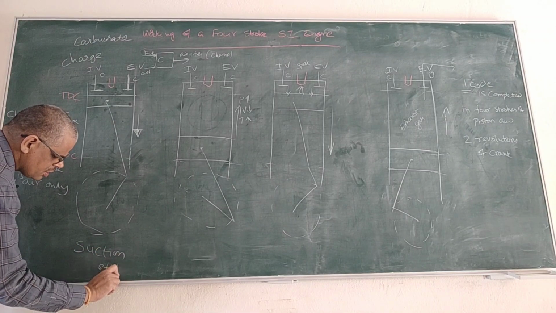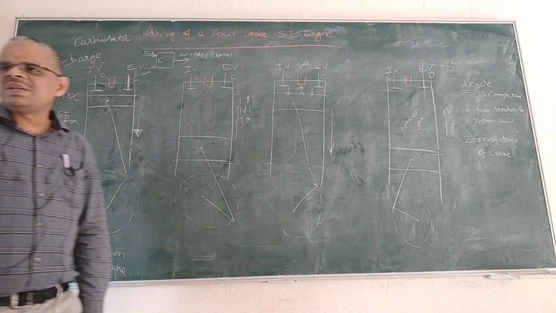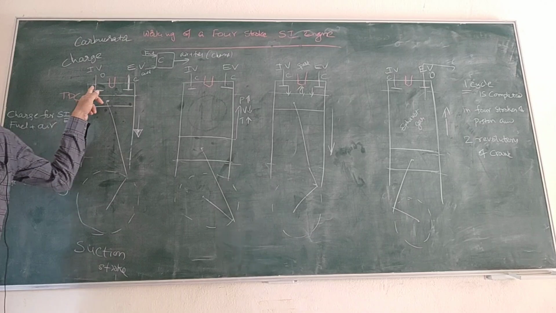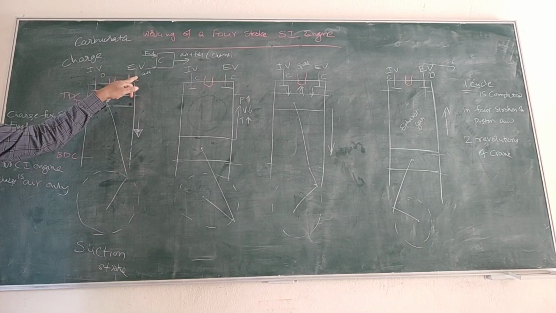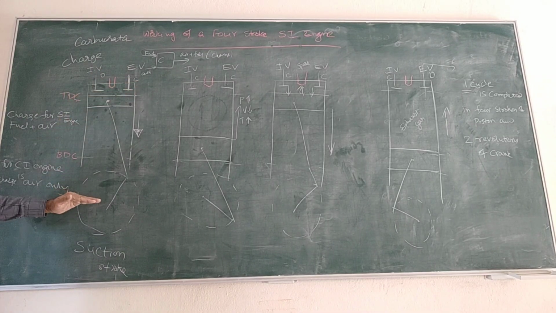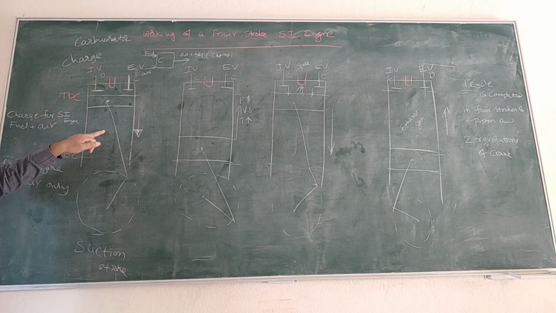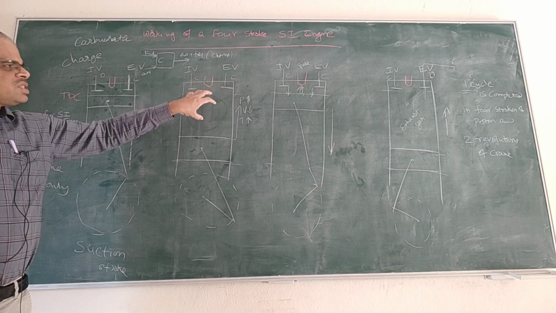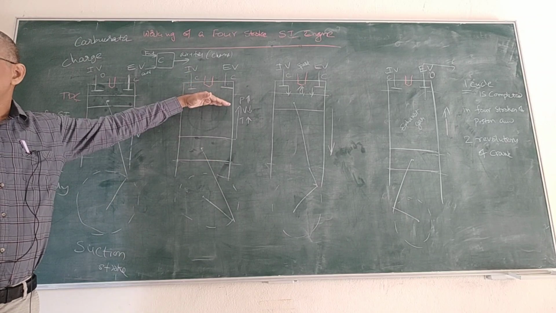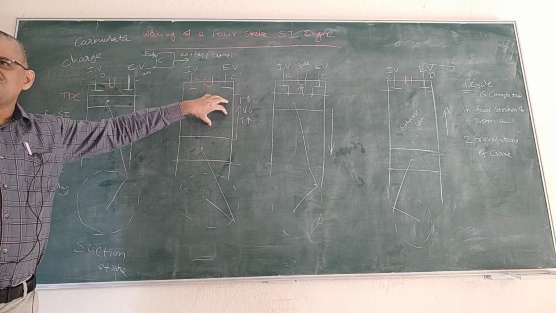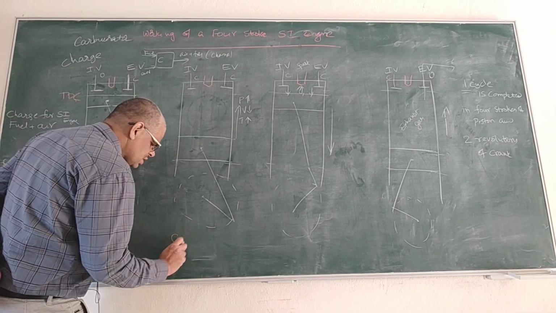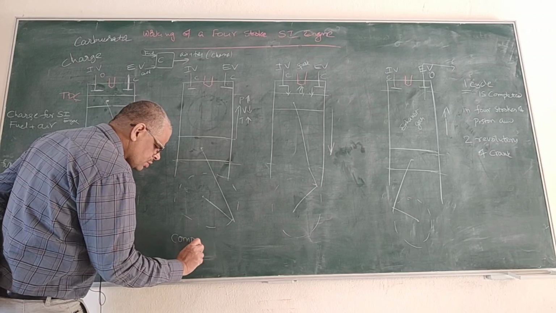What is the name of the stroke? Suction stroke. What happens in suction stroke? In suction stroke, the inlet valve is opened, exhaust valve is closed. The piston moves from TDC to BDC and the charge enters the cylinder. That's all. And in the next stroke, what happens? Both the valves are closed and the charge is being compressed. Is it right or not? The charge is being compressed by the piston. So that's why this stroke is called compression stroke.